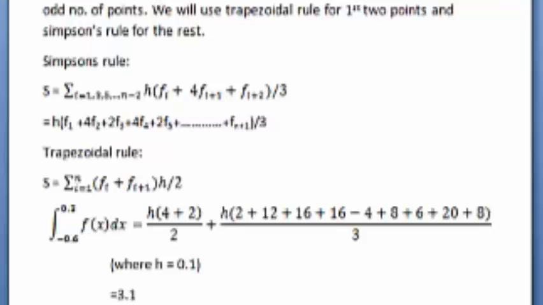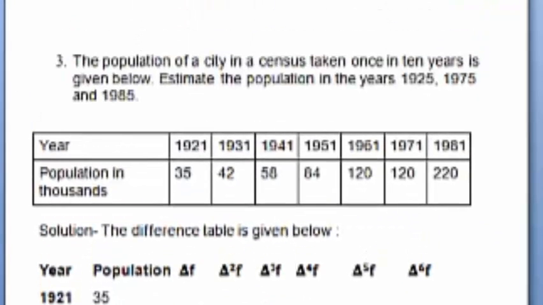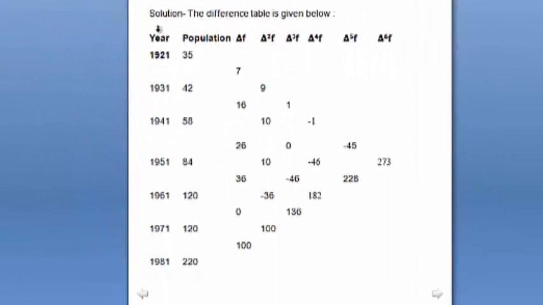Moving on to the next question. The next question was, we are given years and population in thousands, and we have to estimate by using interpolation. We have to estimate the population in the years 1925, 1975 and 1985. For that we also have to make the difference table, as we did in question one. This is the difference table we have calculated.